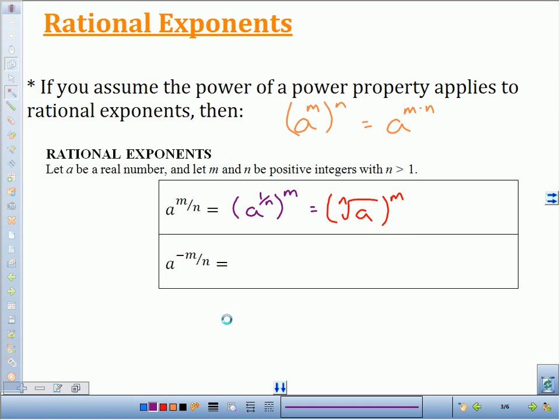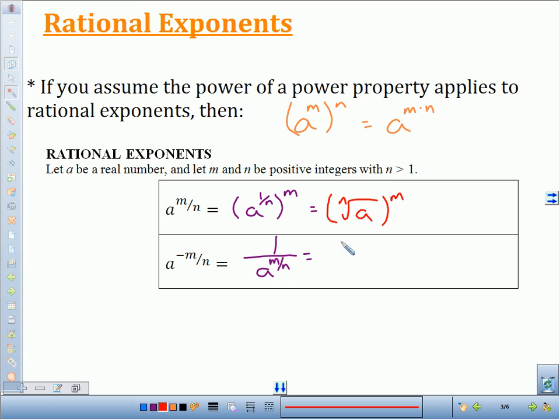And we have something very similar under a to the negative m over n. Of course, we know using the negative exponents property that we have to take the reciprocal of this term to make it positive. So the first thing that we would do here would be to take the reciprocal. That would actually be our first step. We would change a to the negative m over n to 1 over a to the m over n. And from there, we would go exactly the way we just went.